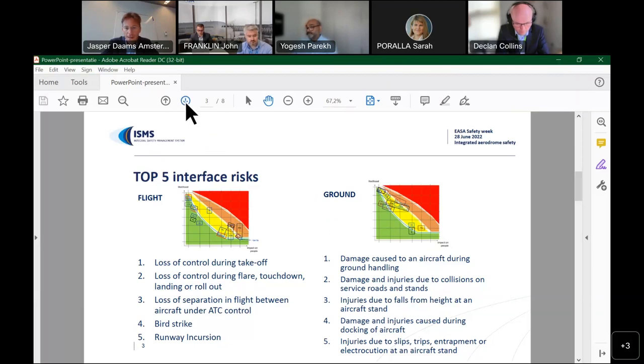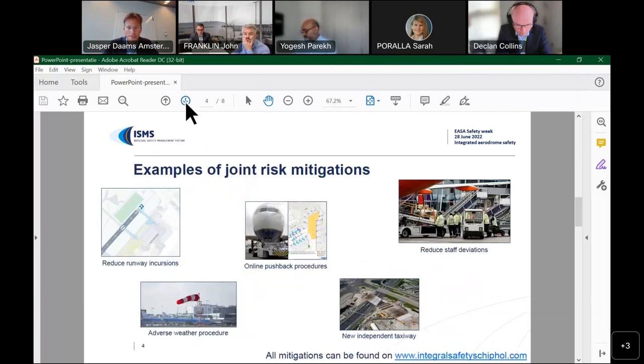And we have in the ISMS a joint dashboard and bow ties of each of these risks. So we can monitor them, we can see which threats in the bow tie are causing an increase or not. And then we can set out actions for the organization who is responsible for the barriers that should prevent that.